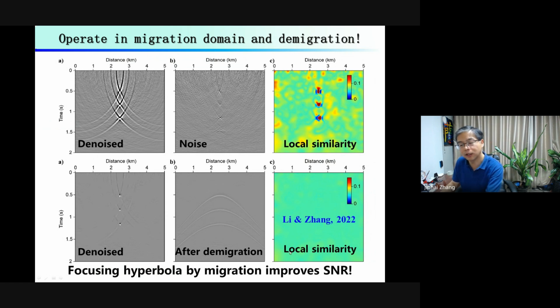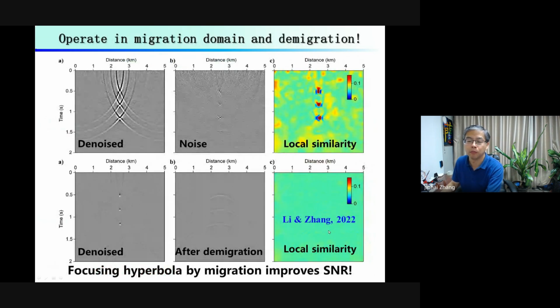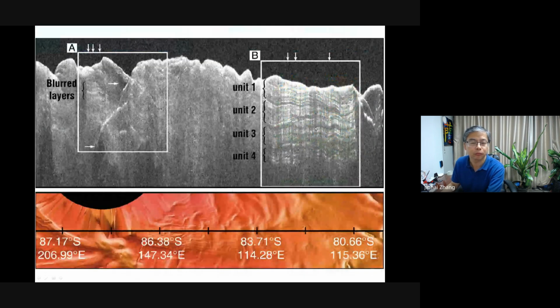We can see now that local similarity is almost homogeneous compared with that. We still can pick up or extract more weak signal. Of course, people can develop new methods to improve the signal to noise ratio after our processing. There is another case we can see.